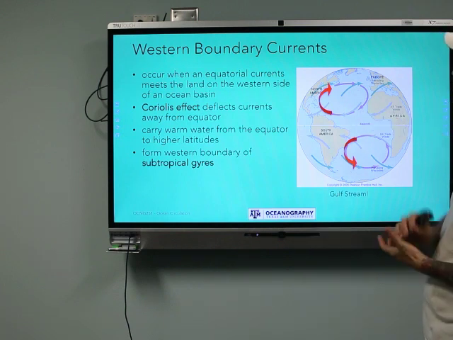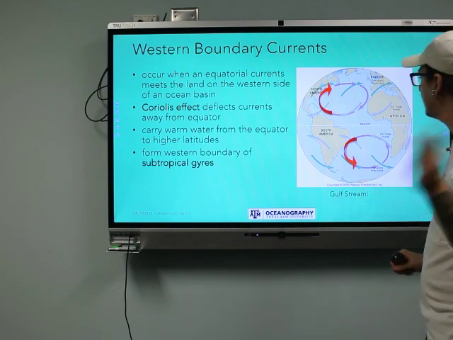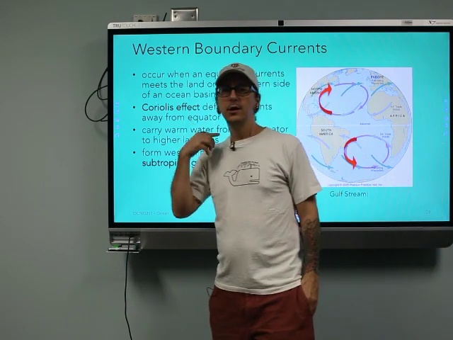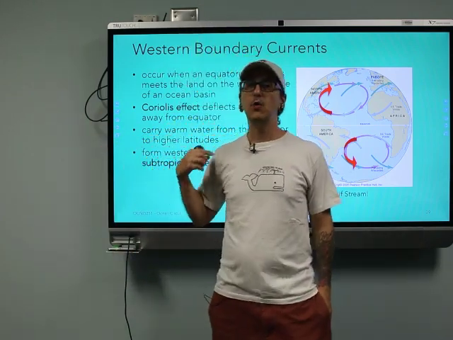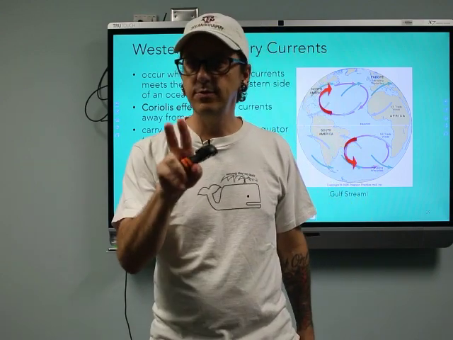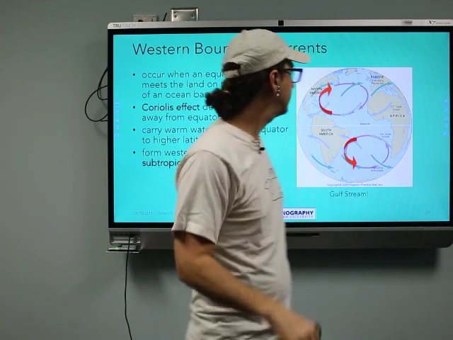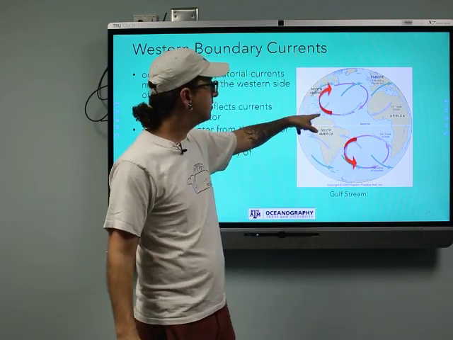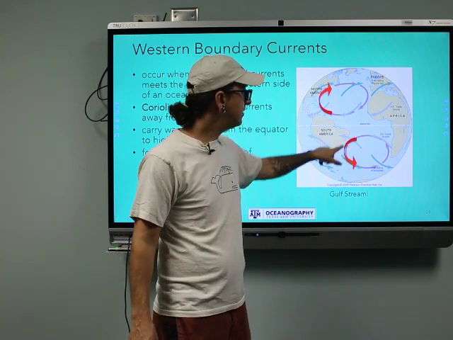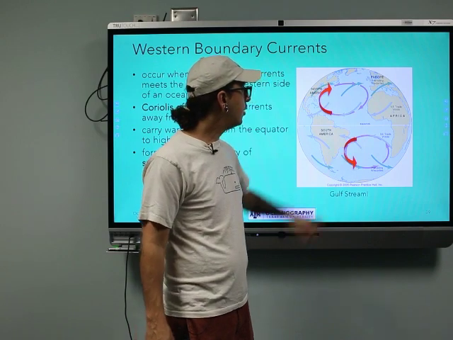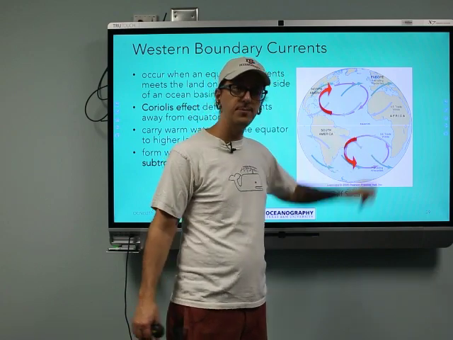Okay, so western boundary currents occur when equatorial currents meet the land on the western side of an ocean basin. Something to keep in mind is that the western boundary current is always on the eastern side of a continent. So don't let that confuse you, because it's the ocean that the current is named after. So the western boundary currents, here's one here. This one happens to be called the Gulf Stream. We know a little bit about that one. And then here, I forget what that one's called, but it's also on the eastern side of South America, and it's the western boundary of this subtropical gyre.